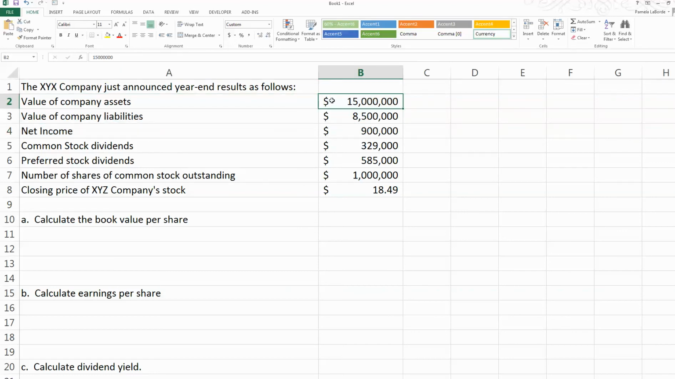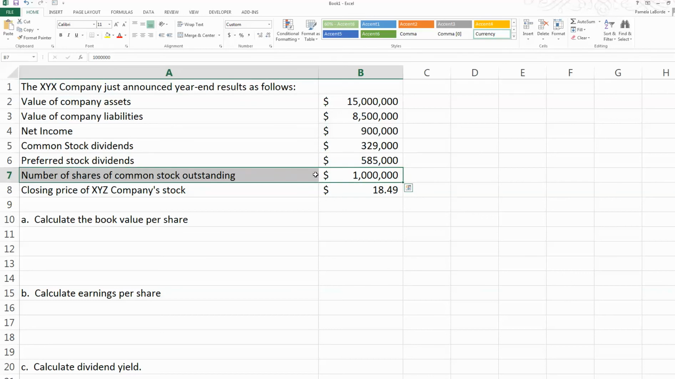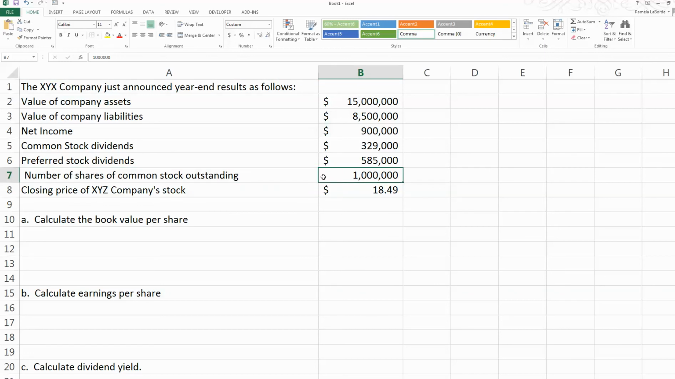So its assets total $15 million. It has $8.5 million worth of debt. It's generating an income of $900,000. It paid in total $329,000 in dividends to common stockholders. That shouldn't be a dollar amount, it should just be 1 million different shares of stock outstanding.